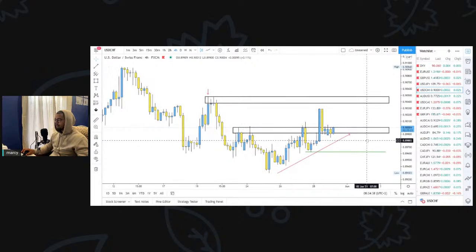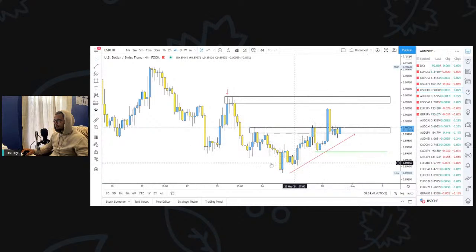So looking at USD CHF, USD Swiss franc, okay? What I can see here is that we hit this key level, taking it out. Now I do want to say that this is actually structure that's holding price in a sell biased market.